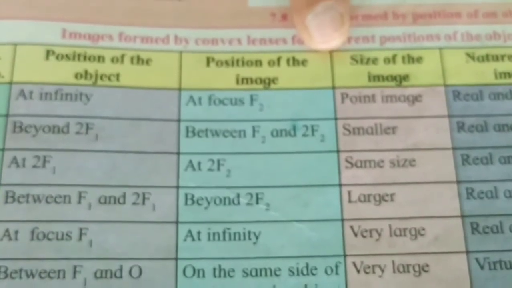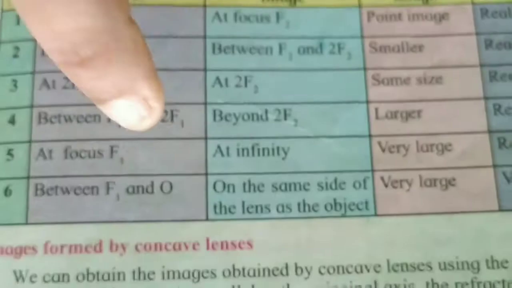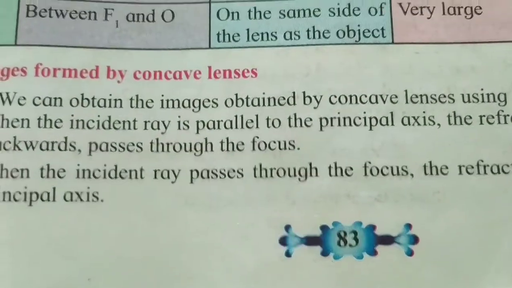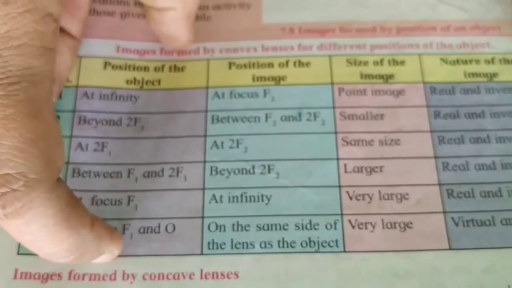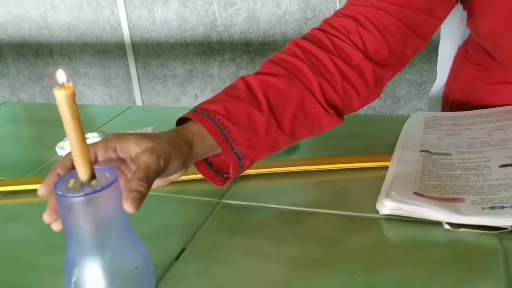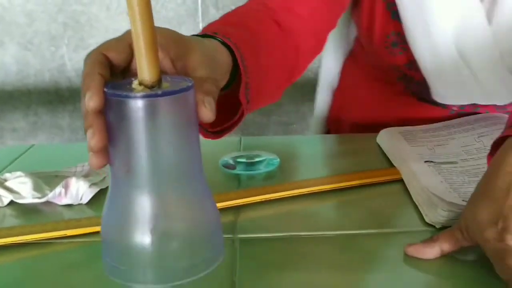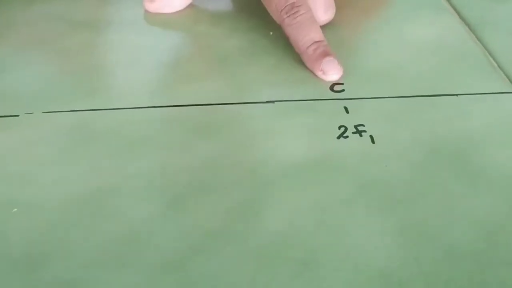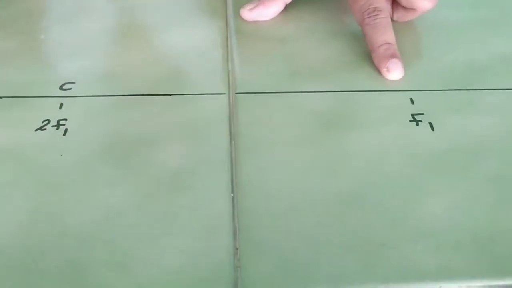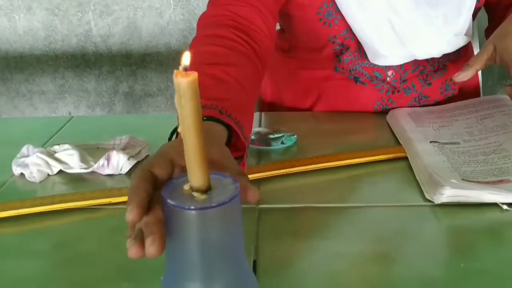When we are doing this practical or experiment, you are supposed to open the book to page number 83 and refer to this table as I show you the diagram or the practical. So let's start. First, the object here I have taken is a candle. You could see a candle and this candle is placed beyond 2F1. This is 2F1, F1. Beyond 2F1 means away from 2F1, though infinity is still further away. So my object is beyond 2F1.